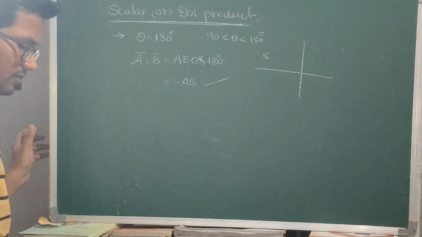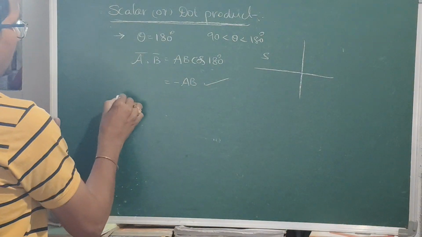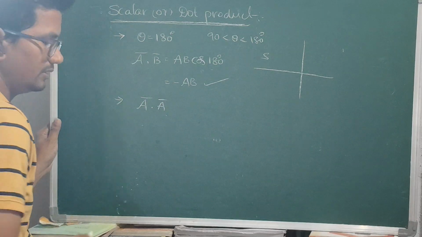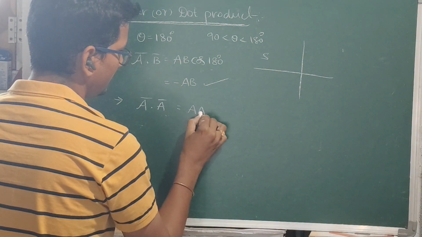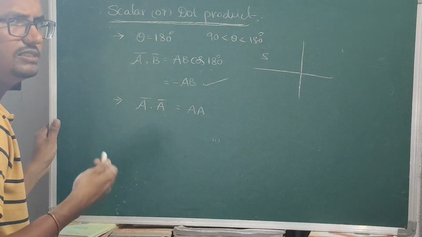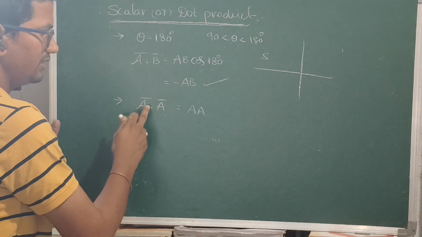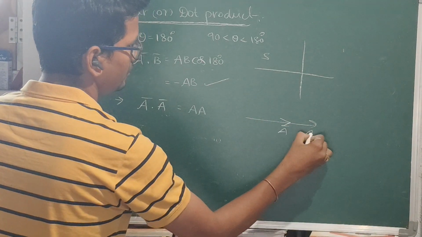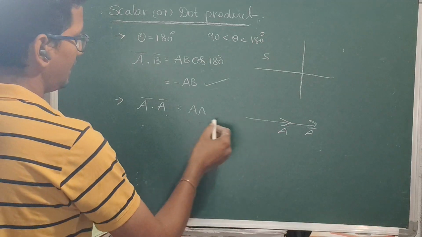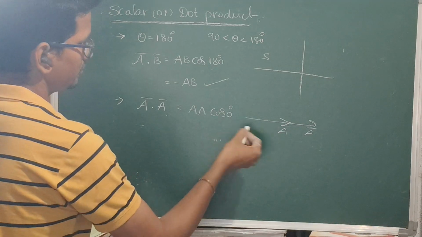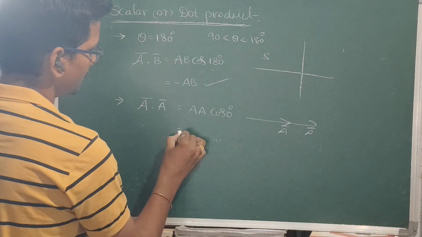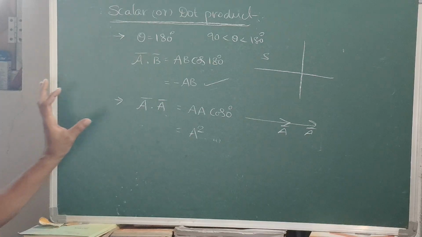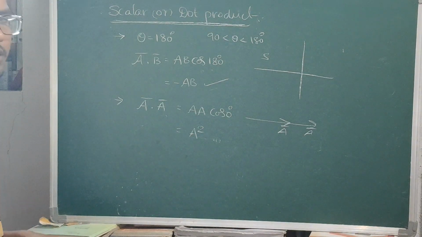Okay, next one, if you take a bar dot a bar, it means along the same direction. A bar is the same vector, yes or no? The angle between them is 0 because they are parallel lines. So what is the value? A square cos 0, and cos 0 value is 1. This is called the properties of scalar dot product.